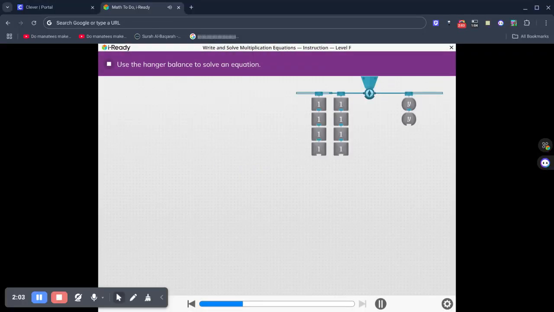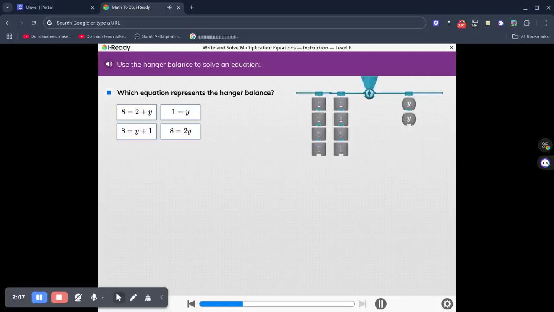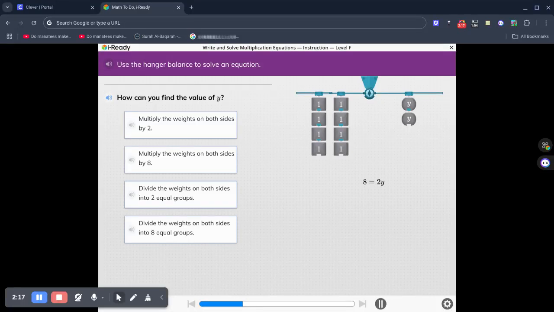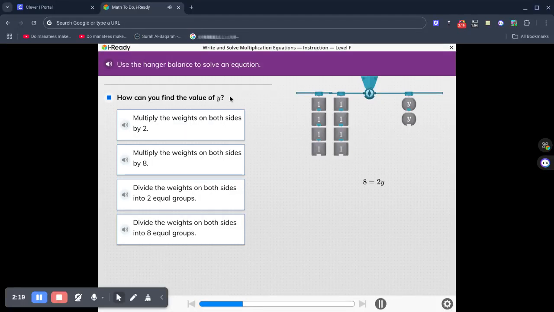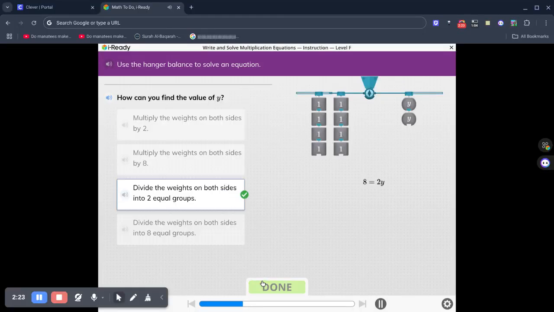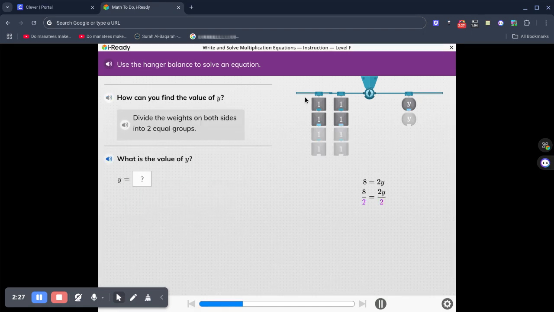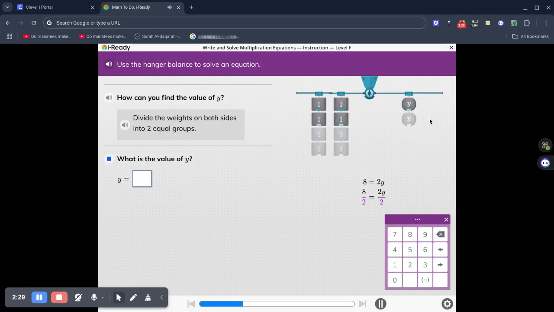Use the hanger balance to solve an equation. Which equation represents the hanger balance? How can you find the value of y? What is the value of y?